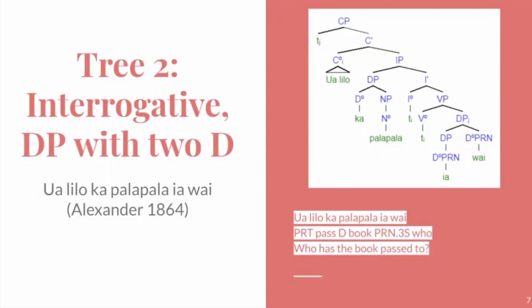In this case, I've decided to analyze the complex determiner phrase with the third person pronoun ia directly modifying wai, which is who, the interrogative pronoun. And the rest of the features of the sentence are fairly standard, but it does show how interrogative phrases and determiner phrases work in Hawaiian.